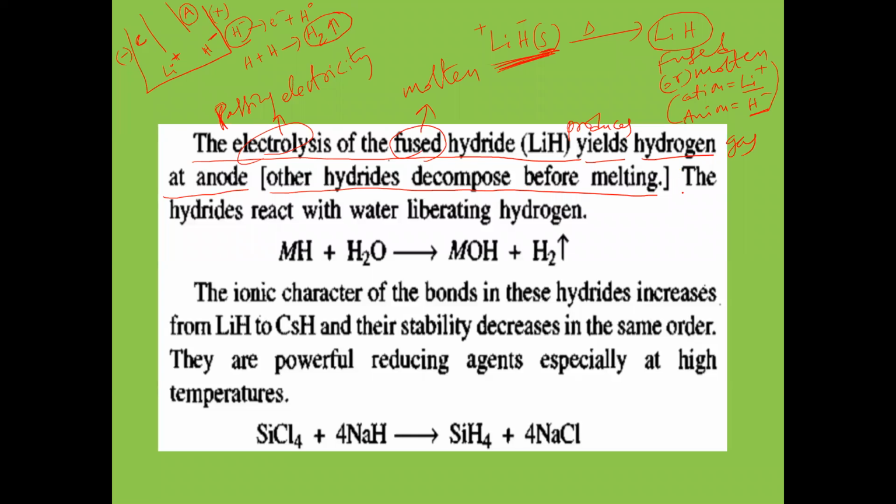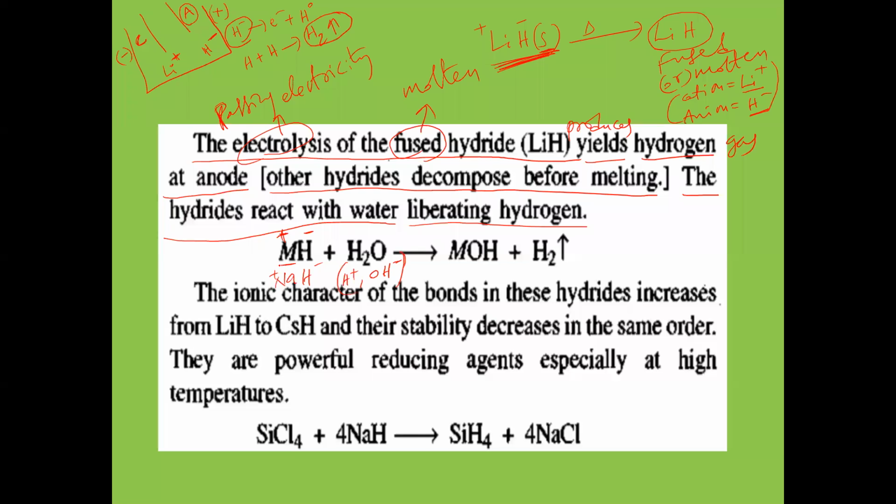Okay, next. The hydrides react with water, liberating hydrogen gas. Now, imagine a metal hydride, NaH: Na plus, H minus. In general, M plus is the cation of the alkali metal and H minus is the hydride ion. In water, what ions will be available? H plus cations and OH minus anions, right?